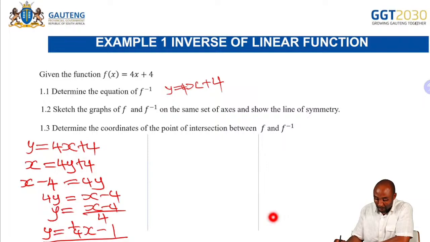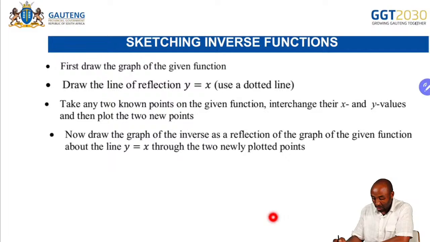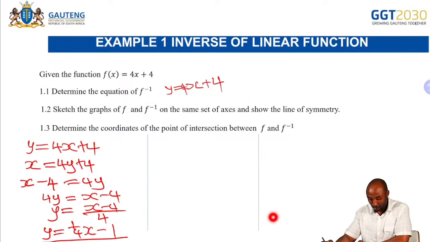1.2 requires us to sketch the graph of f and f inverse on the same set of axes, and we have to show the line of symmetry. Let's quickly do that.